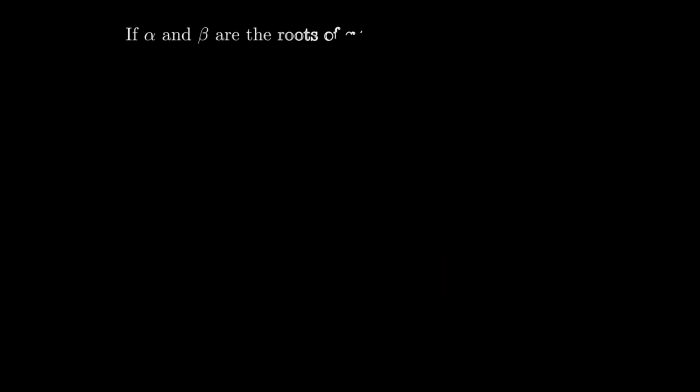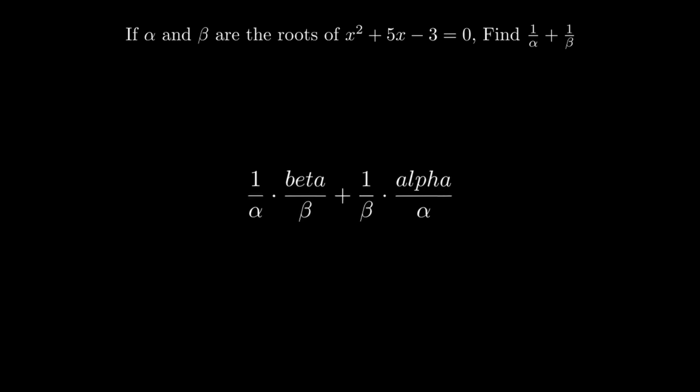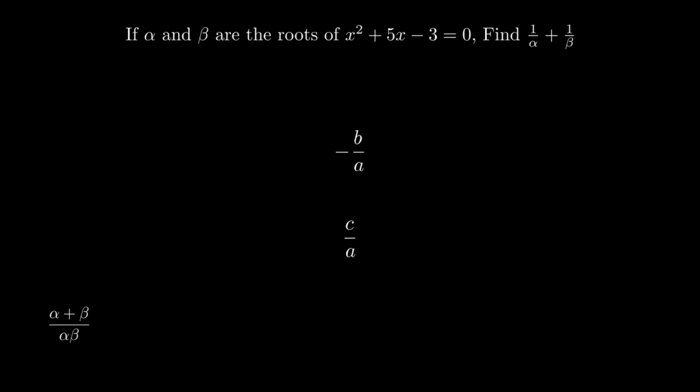Let's use this on some problems. If alpha and beta are the roots of x squared plus 5x minus 3 equals 0, what is 1 over alpha plus 1 over beta? A good approach to many of these problems is to do some simple algebraic manipulation and then plug in Vieta's formulas. If we simplify this, we can see that it's just the sum of the roots over the product of the roots. Using Vieta's, we can see that our answer is 5/3.